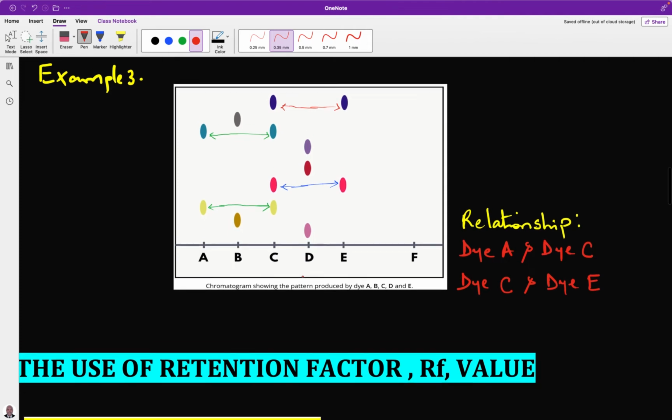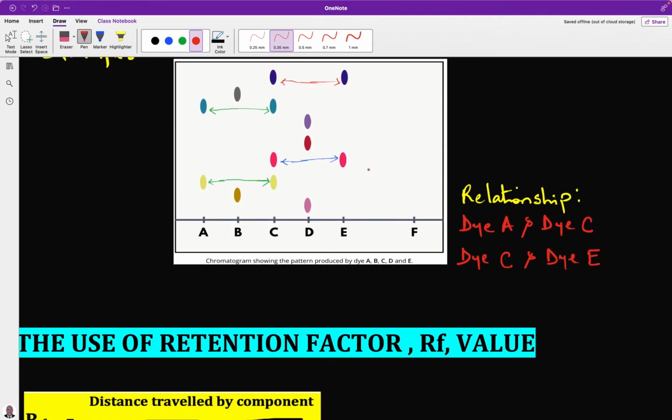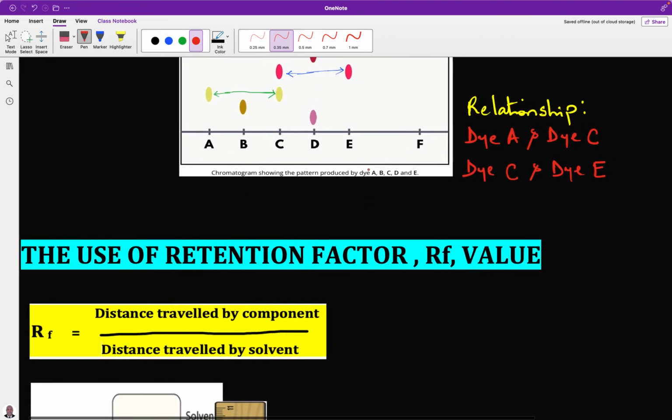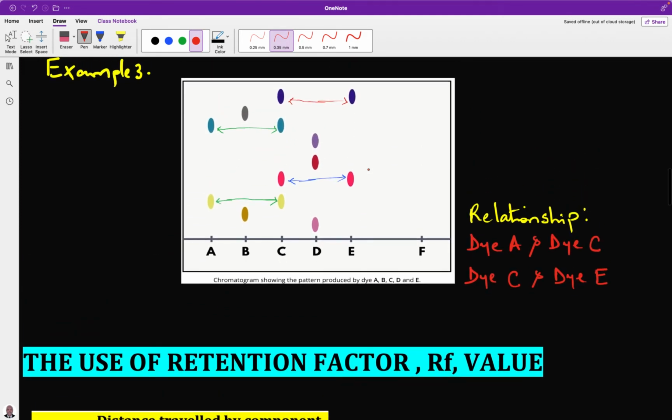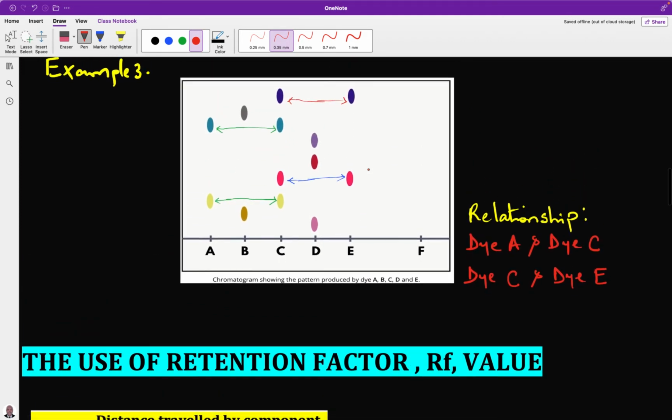Okay. When given such an investigation, if you want to determine the components that are present there, we need to use what we call the RF value. And what is the RF value? That is the retention factor. These are standard values that have been laid down in data booklets. Every substance has an RF value. All these values are found in data booklets.